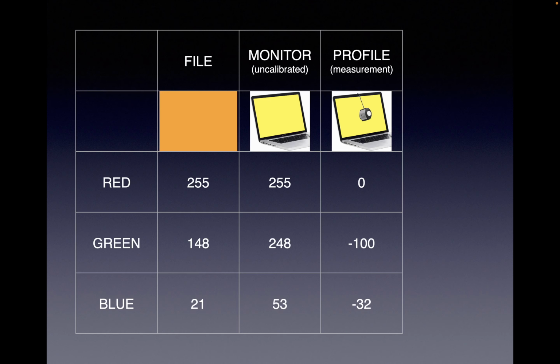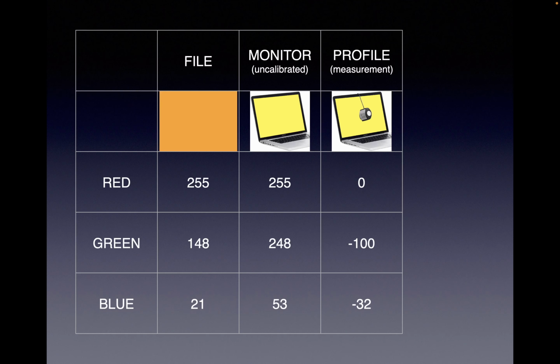So when you put the puck on the screen, what it's saying is: what is the difference between what the file asked for and what the monitor gave me? So it knows on this monitor that when the file is asking for 255 red, it's giving it a 255 red, so there's no problem here. There's no correction that's needed for this.